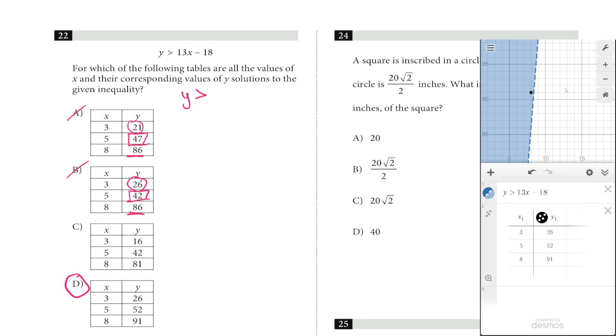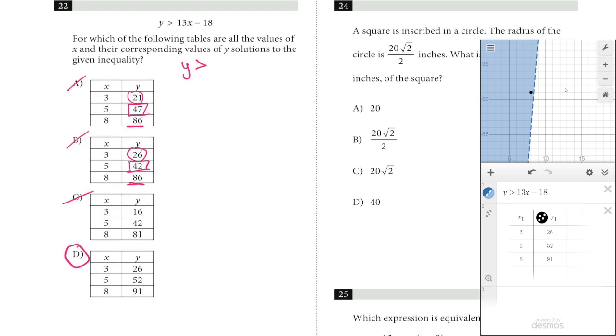So now I look at C, and I can already see C has 16, 42, 81. All of those are smaller than any other y value. And if we look at D, 26 is the biggest, it's tied for the biggest at least. 52 is the biggest, and 91 is the biggest. So answer choice D has all the biggest y values that are available. So that's going to have to be our answer.